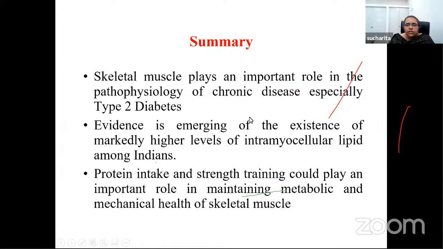So finally, to summarize, skeletal muscle has a role in type 2 diabetes. It is undisputed that it does play an important role in type 2 diabetes. And we were the first group, at least in the Indian population, to show that we tend to accumulate more fat within the muscle. And by incorporating some amount of weight training exercise, we can actually start mobilizing this fat. The evidence is emerging out of our group. And including some amount of protein intake could help in order to build muscle strength as well as muscle quality.